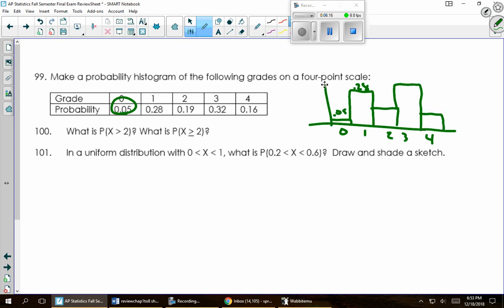There's a good probability distribution. It says what's the probability x is greater than 2? The things that are greater than 2 are just those things. So 32 and 16, that's 48.